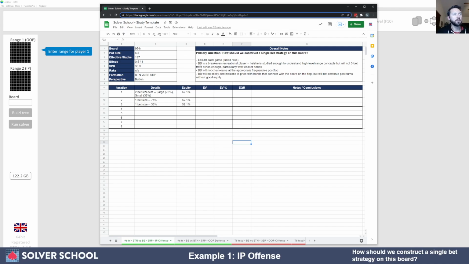We have some observations that our big blind is a break-even recreational player, and he or she has studied enough to understand high-level range concepts, but will not 3-bet from the blinds enough, particularly with weaker hands. That piece of information is going to be helpful for us in our next set of videos when we are building out ranges. We'll also know that the big blind here will not check-raise at the appropriate frequencies post-flop, and the big blind will be sticky and inelastic to price with hands that connect with the board on the flop, but will not continue past turns without good equity.